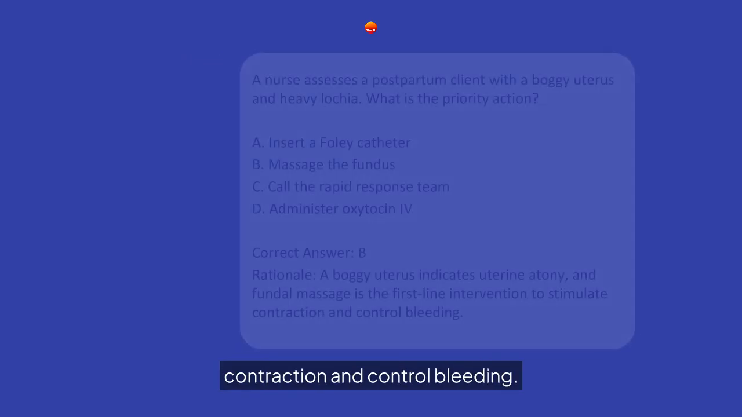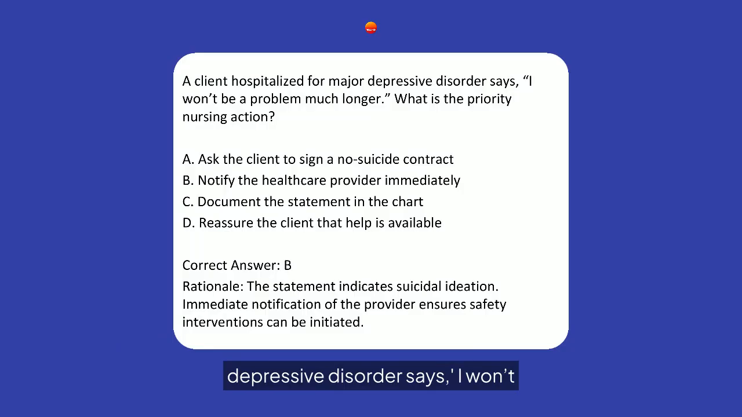and control bleeding. A client hospitalized for major depressive disorder says, "I won't be a problem much longer." What is the priority nursing action? The correct answer is B. Notify the healthcare provider immediately. Rationale: the statement indicates suicidal ideation. Immediate notification ensures safety interventions can be initiated.